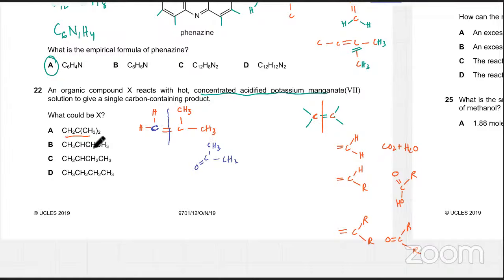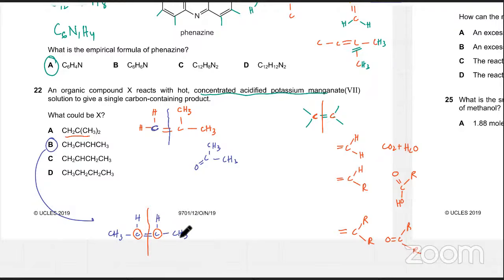The second one, B, is going to be your correct option, because if you draw this, it's CH3, then there is a C with an H, and then after that there's another CH, and after that there is another CH3. The double bond has to be here. So the double bond is going to completely break. Both sides are identical. So even if you don't figure out what the product is, both sides are identical, and they will give you the same thing. They will give you a single carbon containing product.